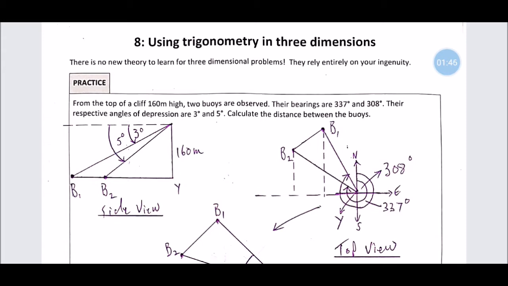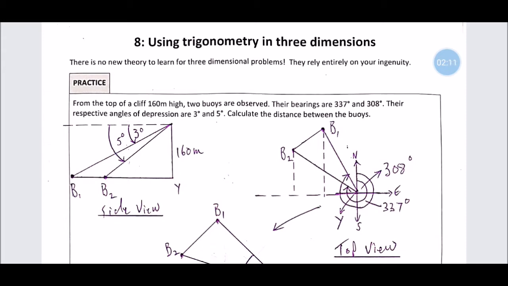From the top of a cliff 160 meters high, two buoys are observed, okay? Two floating ball thingies in the ocean. Their bearings are 337 degrees and 308 degrees. Their respective angles of depression are 3 degrees and 5 degrees. Calculate the distance between the buoys.